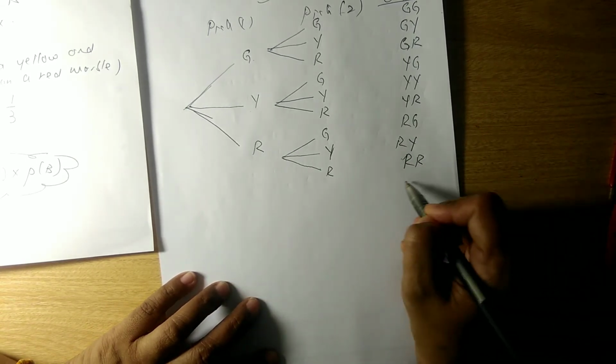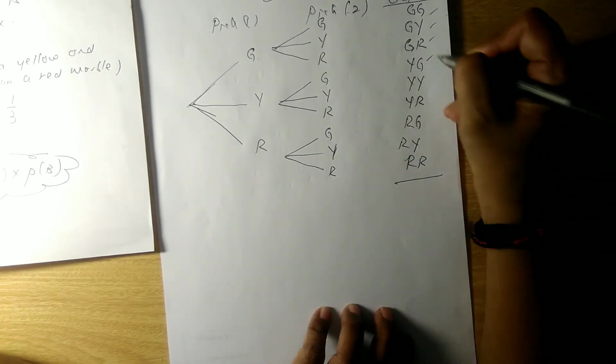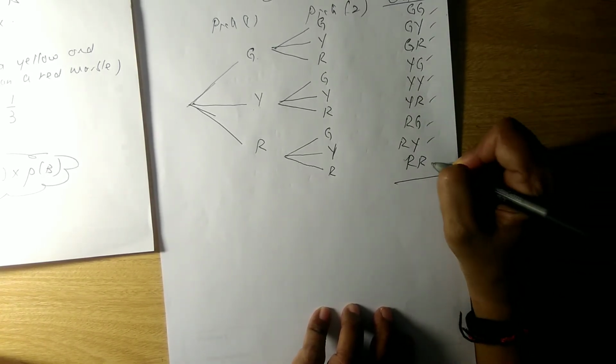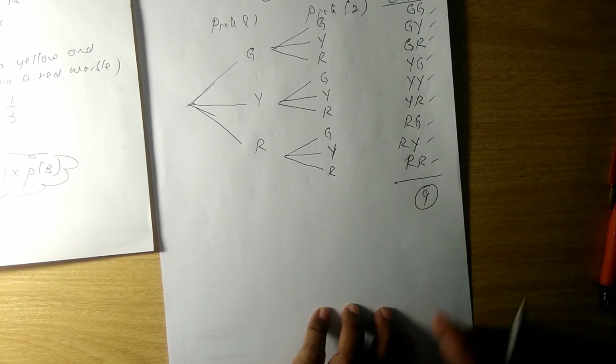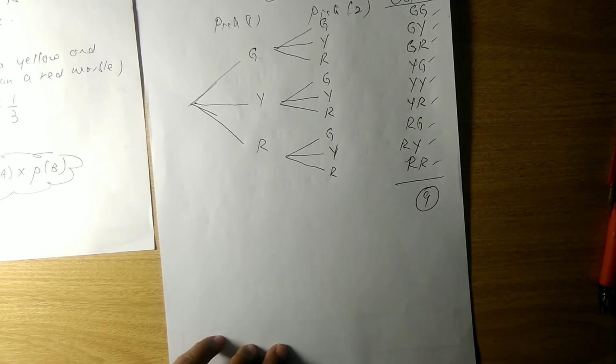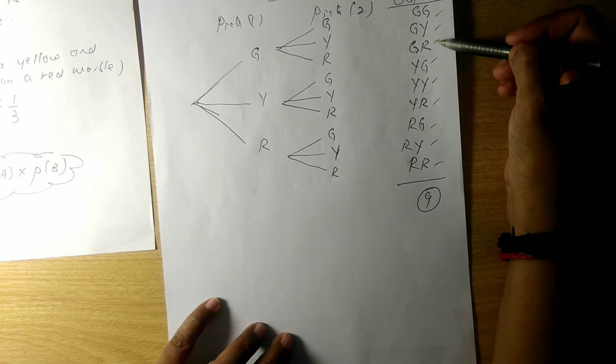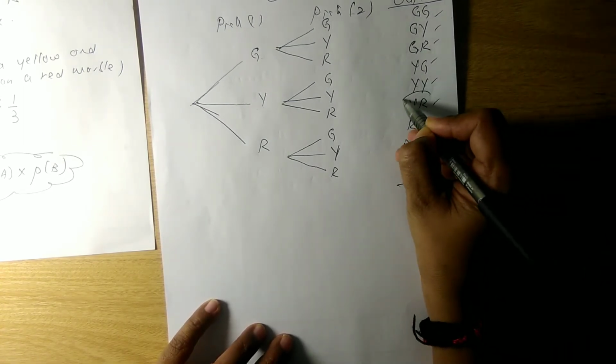If you total all this up, how many do you have? 1, 2, 3, 4, 5, 6, 7, 8, and 9. So I've got 9 in total. Like the question just now, we are looking for yellow followed by red. So all you do is check yellow followed by red. This is what I'm looking for.